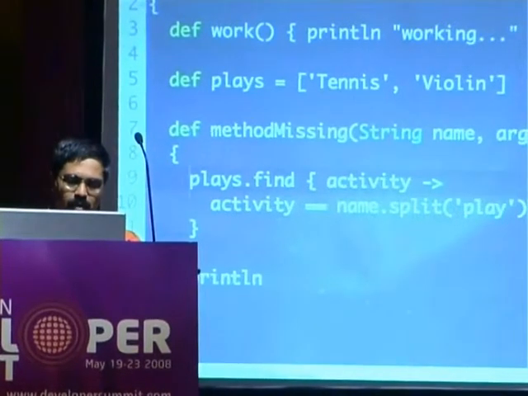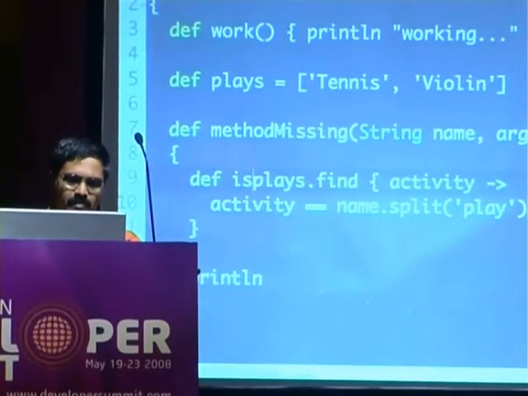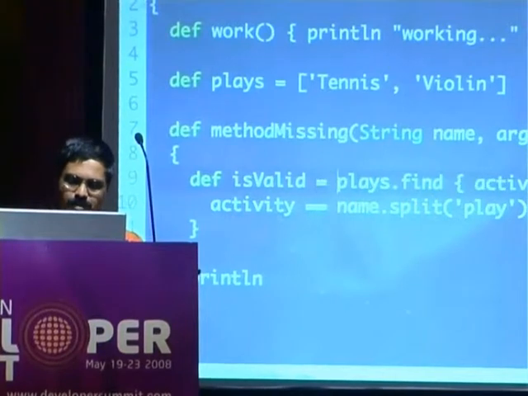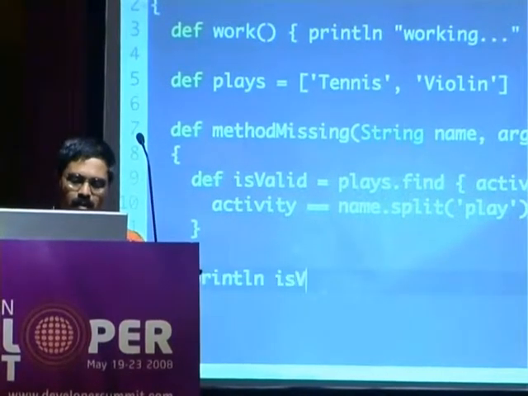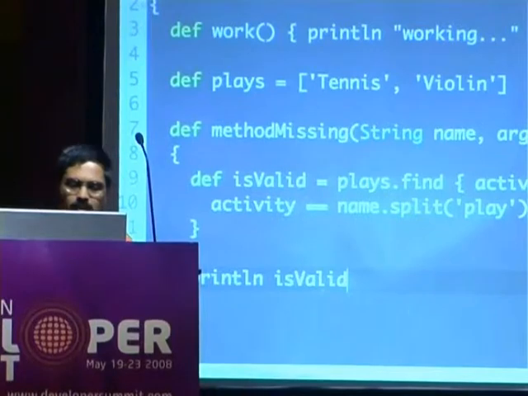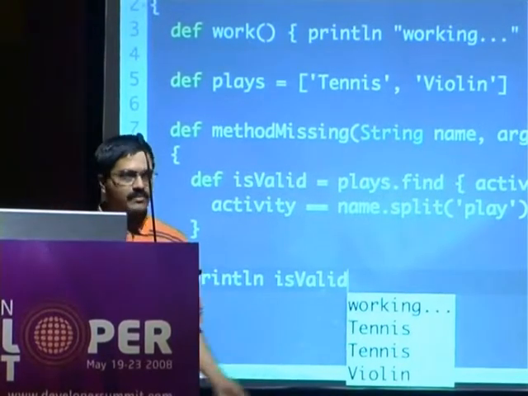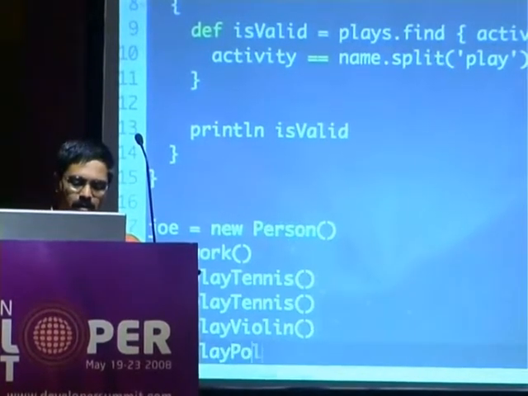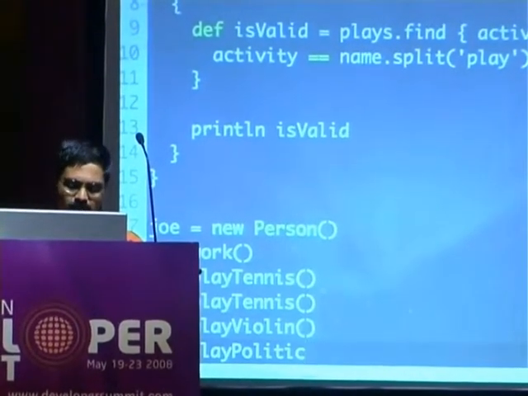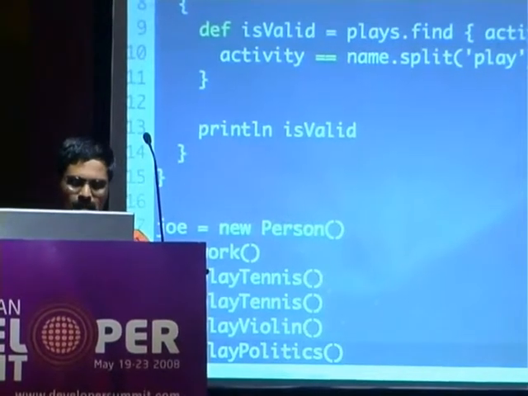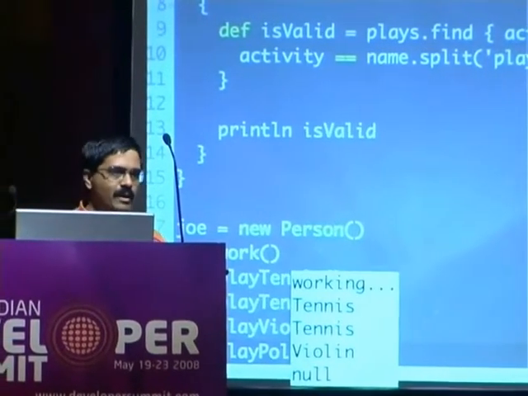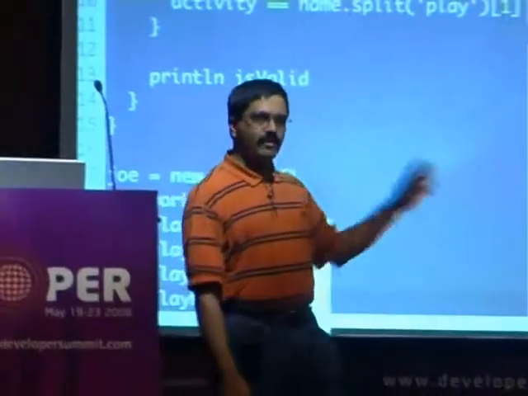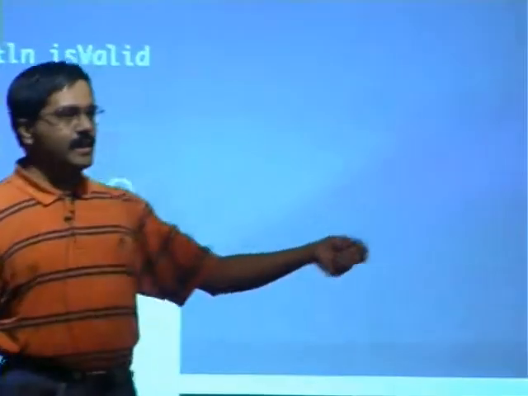So let's say over here, def isValid equals, and then I'm going to say isValid, right? So if you execute this code, let's see what it does. Notice it says tennis, tennis, and violin, right? Just like that, we'll also call joe.playPolitics, and let's see what happens in this case. Notice in this case, it gave a null. Making sense? So now we have a way to find out if this is a valid activity that Joe participates in, and obviously politics is not one of the things, but tennis and violin is.